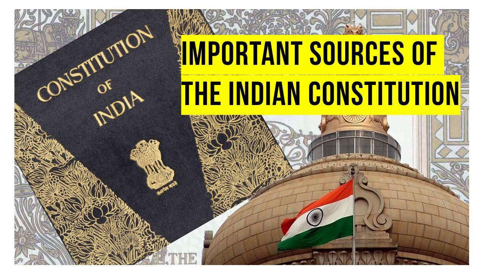Article 226(1): Notwithstanding anything in Article 32, every High Court shall have power, throughout the territories in relation to which it exercises jurisdiction, to issue to any person or authority, including in appropriate cases, any government, within those territories directions, orders or writs, including writs in the nature of habeas corpus, mandamus, prohibition, quo warranto and certiorari, or any of them, for the enforcement of any of the rights conferred by Part 3, and for any other purpose.